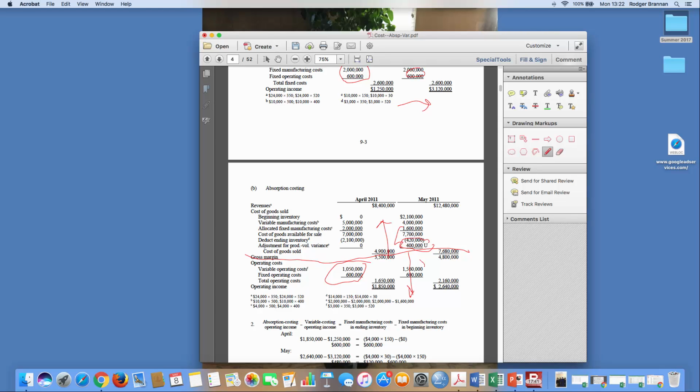Again, these fixed costs don't change, and the fixed operating costs don't change. I'm sorry, the variable costs are going to be a little bit different. My marketing costs are a function of my sales. Since I'm selling more, my variable marketing costs are going to go up, but my fixed non-manufacturing costs are going to be the same. Now you'll notice again, if I can get this out of the way here.